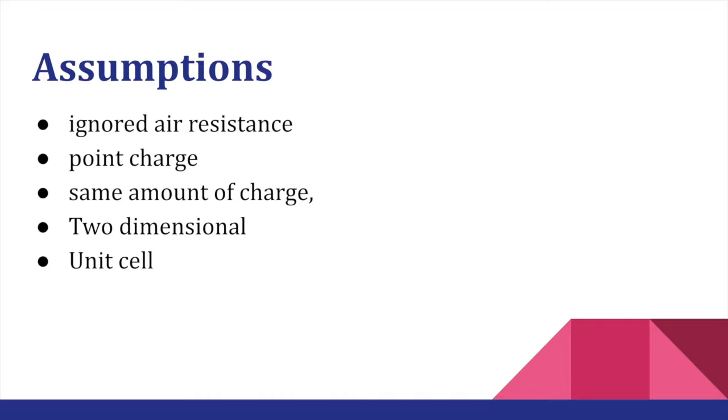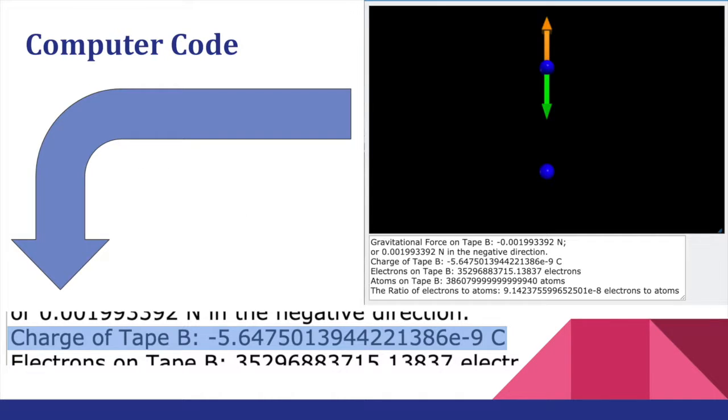We made a number of assumptions in this lab, which include ignoring air resistance, treating a long piece of tape as though it was a point charge with all the charge concentrated in one spot, assuming that each piece of tape had the same amount of evenly distributed charge, assuming that the tape was two-dimensional, and finally assuming that the unit cell of an atom is equivalent to the diameter squared.